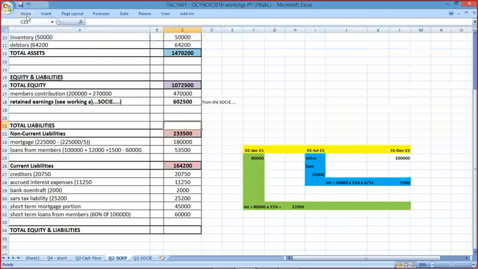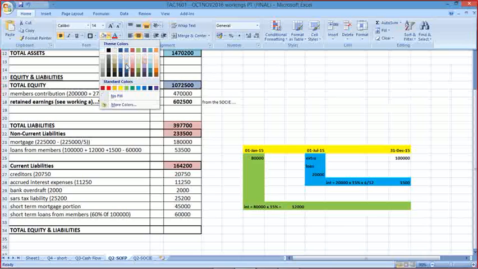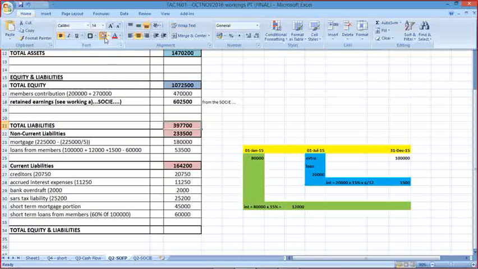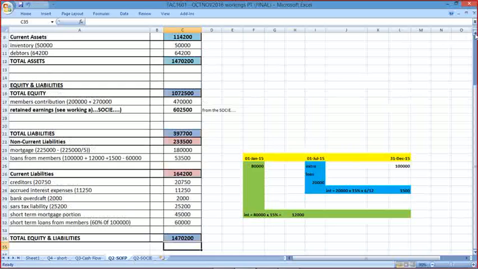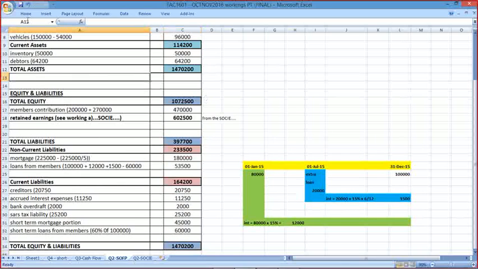Okay, so to get my total liabilities, non-current plus current gives me 397,700 total liabilities. How do I get total equity? I take this figure and I add that figure and I get the total. Yep. Okay, so let's hope we get the right answer. This plus that gives me what? 1,470,200 on top. Beautiful. Okay, are they the same? Yeah. Okay, so now you know you've gotten full marks for this question. Save. Beautiful.